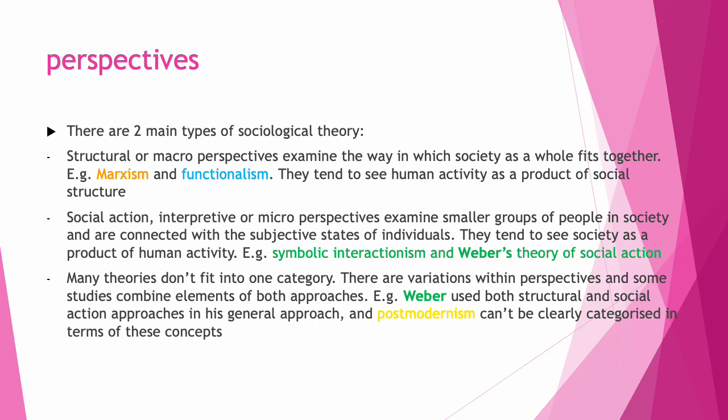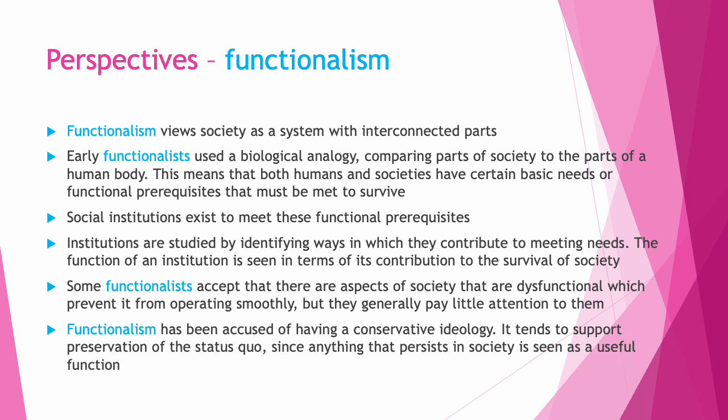Functionalism views society as a system with interconnected parts. Early functionalists use a biological analogy, comparing parts of society to the parts of a human body. This means that both humans and societies have certain basic needs or functional prerequisites that must be met to survive. Social institutions exist to meet these functional prerequisites. Institutions are studied by identifying ways in which they contribute to meeting needs. The function of an institution is seen in terms of its contribution to the survival of society.